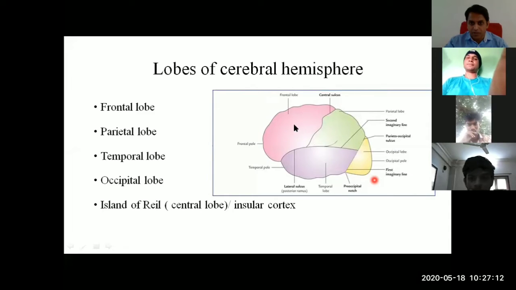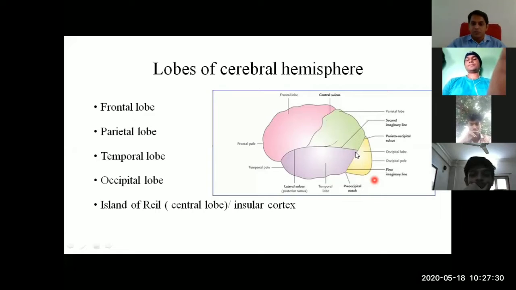This lobe is the frontal lobe, which is in front of the central sulcus. This lobe is the parietal lobe, which lies between the central sulcus and the first imaginary line. This lobe is the temporal lobe, and the last one, this one, is the occipital lobe. Thus we have these lobes.